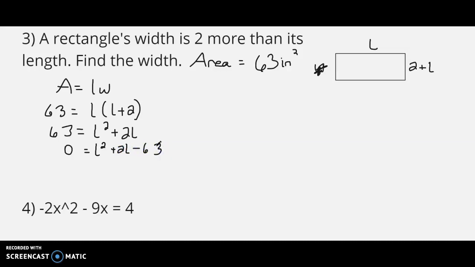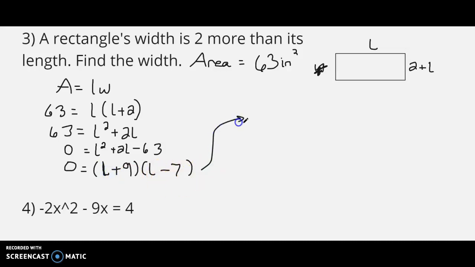And in order to solve this, I need to factor it. In order to factor it, I need to answer this question: what factors of negative 63 add up to positive 2? And those two numbers we need are 9 and 7, because 9 times 7 is 63, but I need the 9 to be a positive, plus 9. I need the 7 to be a minus, minus 7. So we have L plus 9 and L minus 7 equal to 0.